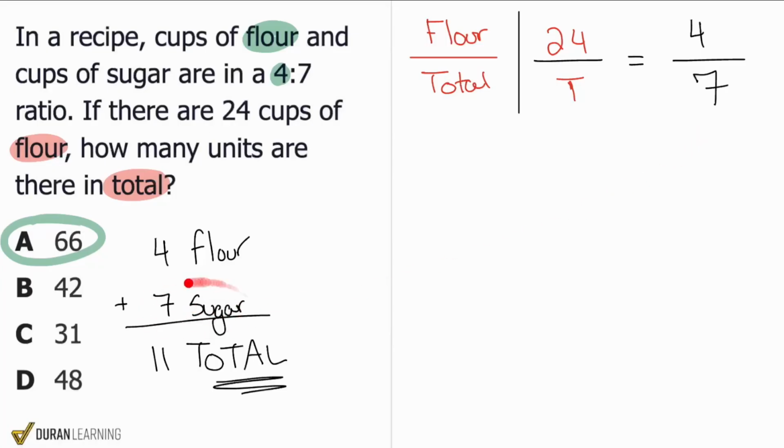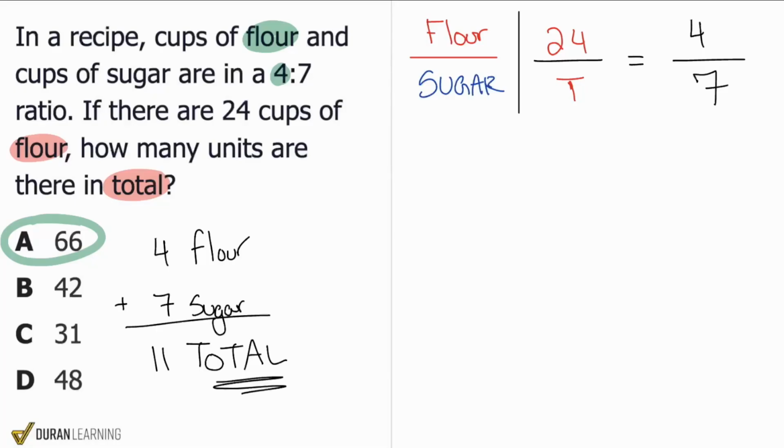Yeah, we got that. 4 to 7. 7 was the second number. Second word is sugar. So yeah, that makes sense. Cool. So here's what we have to be realistic about, everybody. We are no longer comparing flour and total. This comparison is comparing flour to sugar. That's what this comparison is, everybody.